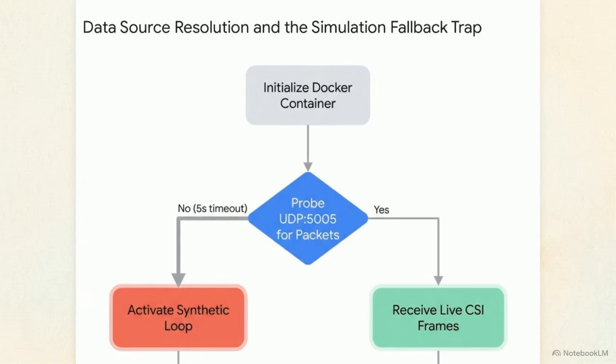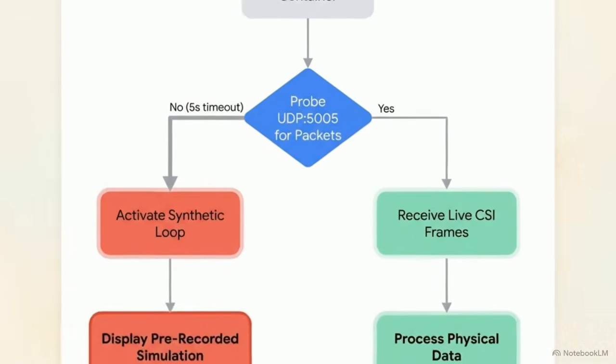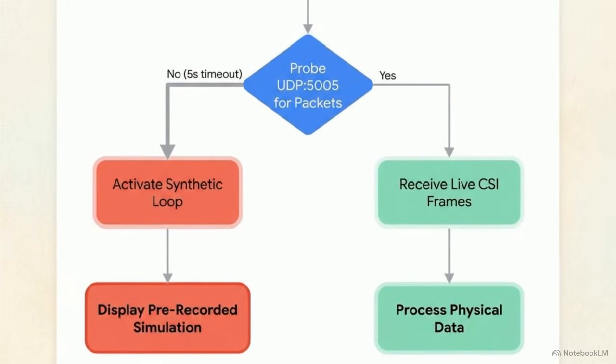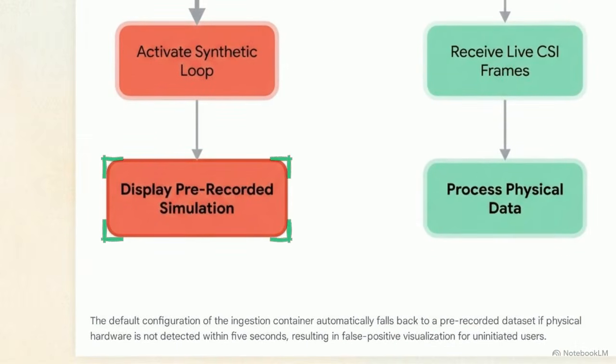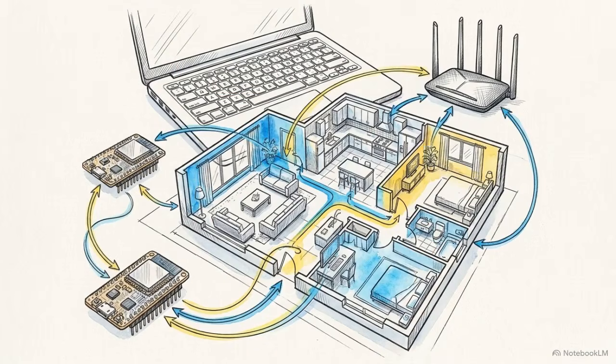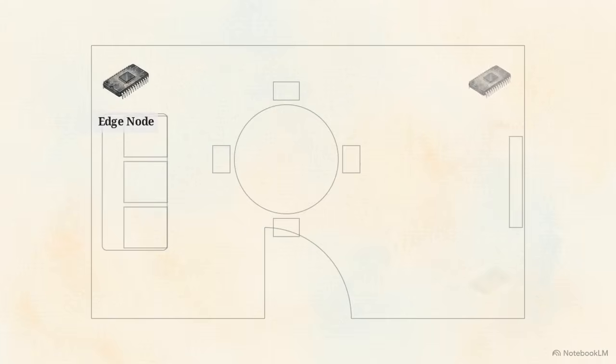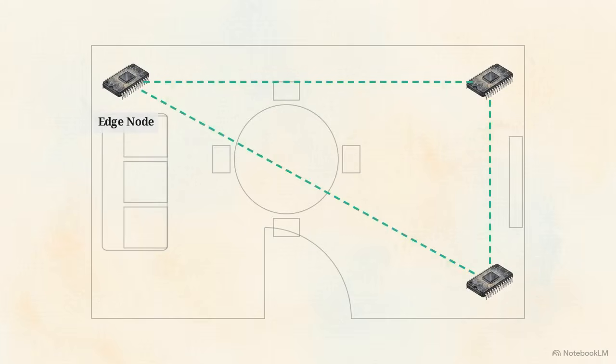It probes UDP port 5005 for physical packets. If no hardware is detected within 5 seconds, it falls back to a synthetic loop, injecting pre-recorded data. Uninitiated users saw this and incorrectly assumed they had achieved through-wall sensing. Bypassing this simulation and generating genuine real-time spatial data requires the installation of a dedicated physical edge computing mesh.